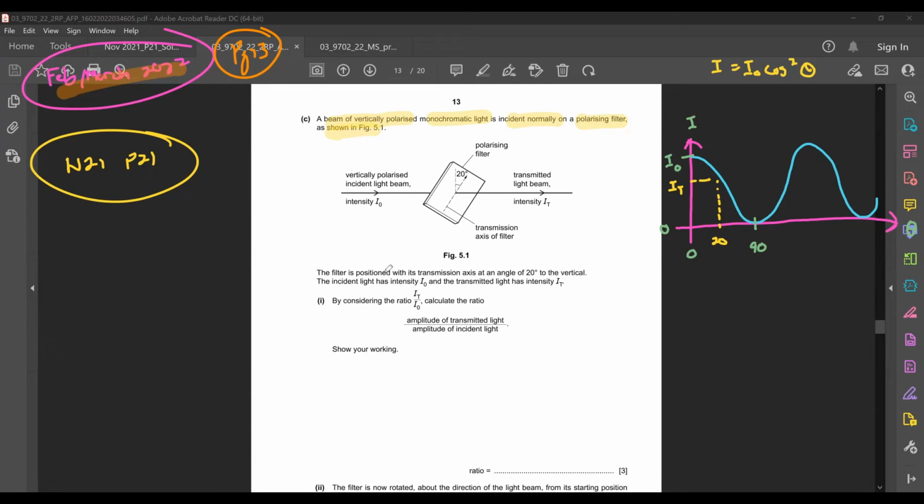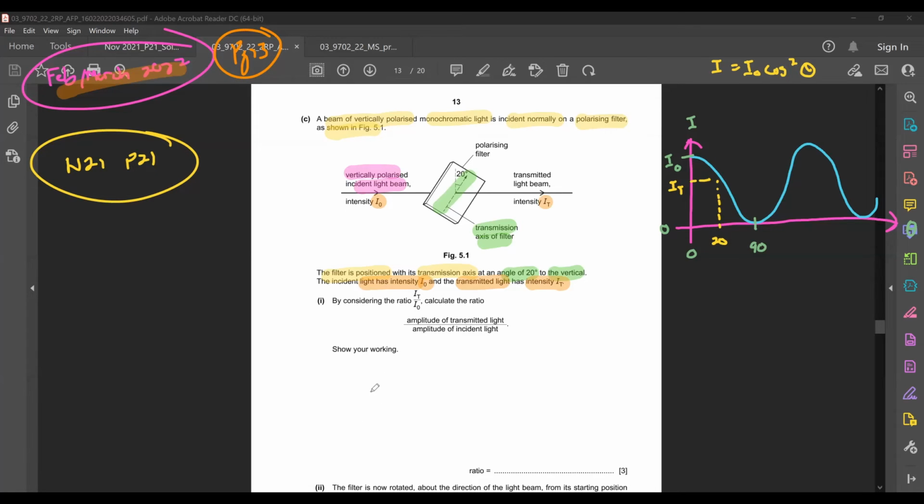So the filter is positioned with its transmission axis. Transmission axis refers to this thing here, all right, that is placed at an angle of 20 degrees to the vertical. The incident light has an incident intensity of I naught, and the transmitted light has an intensity of IT. So when you have a vertical polarized light that is incident on this polarizer here, it originally had an intensity of I naught, and then after passing through the polarizer, it had an intensity of IT.